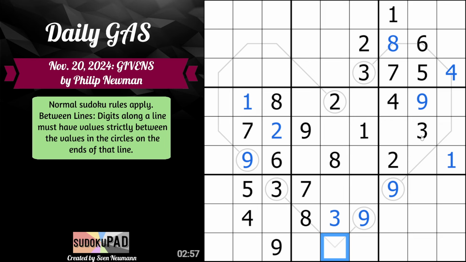We know 3 will have to go somewhere here, so this must be 3, which means our 5, 6 pair ends up here. 5, 6, 8, and what? What am I not seeing? 4. Where is 4 going to go? 3, 4, 5. Did I say 4, 5, 6 before? 3, 4, 5. This is 4, 5.